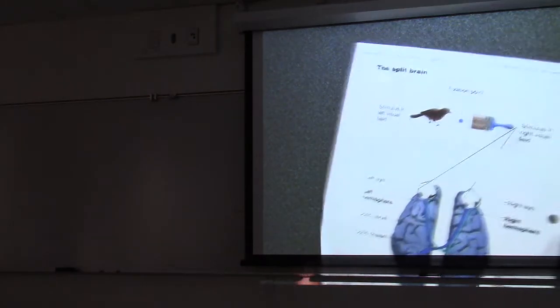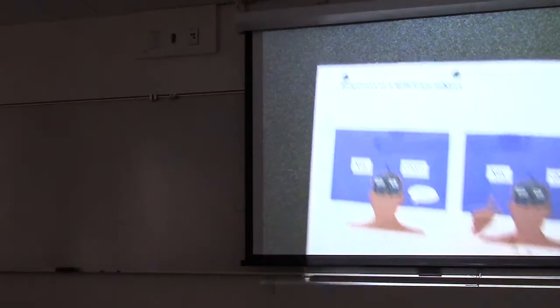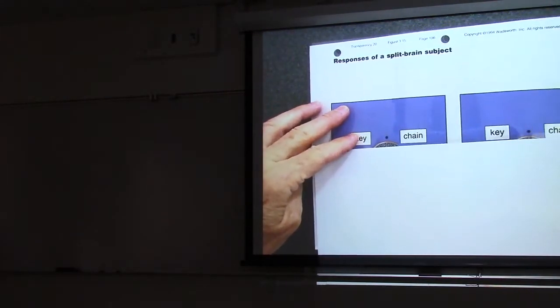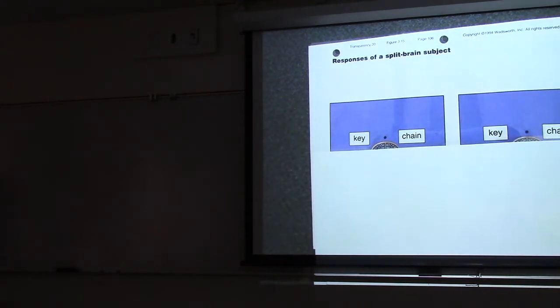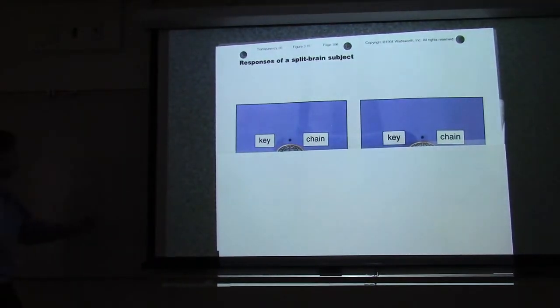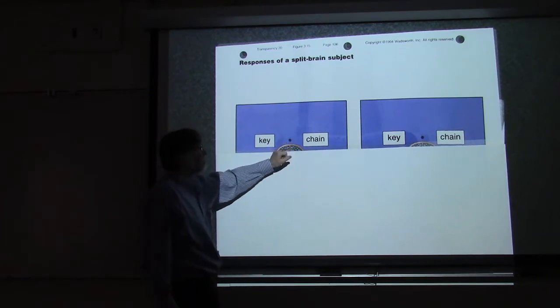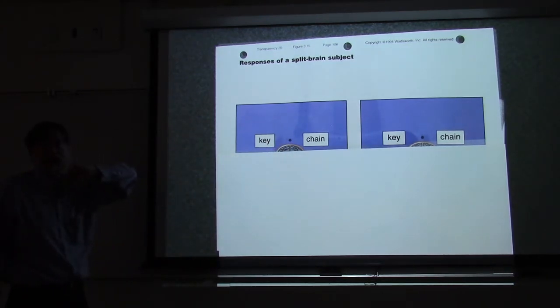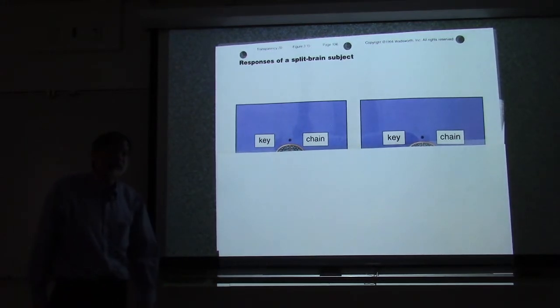Here's another example. The person fixates on the dot. We flash keychain. Ask them, what did you see? What would they say? Everybody all at once? They're going to see chain. Point with your right hand. Point with your left hand.